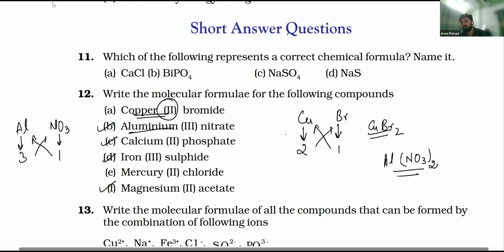Now calcium phosphate. Ca3PO4 only? It is incorrect, there is a silly mistake. Check it again. Sir, in bracket 2. Yes, because calcium has valency 2 and PO4 has valency 3. So when you cross multiply, you will get Ca3(PO4)2. Okay.